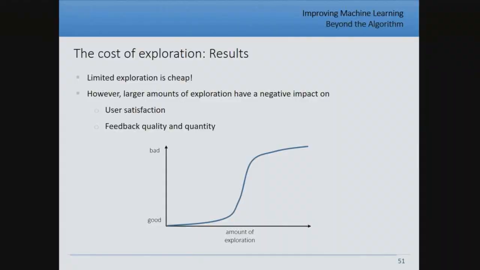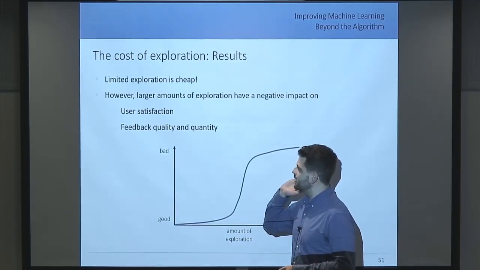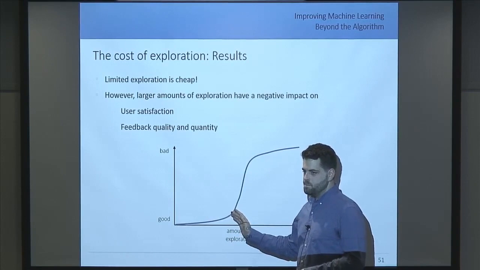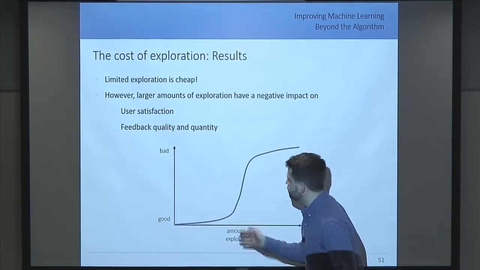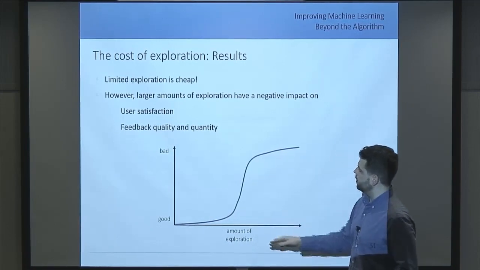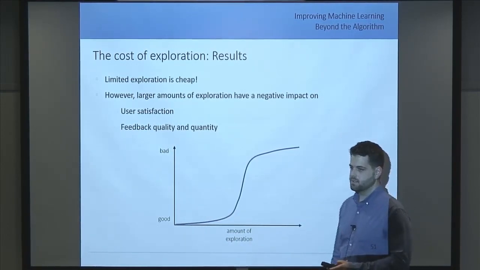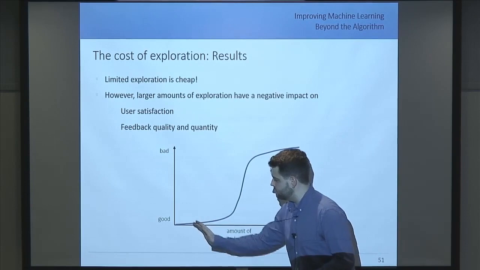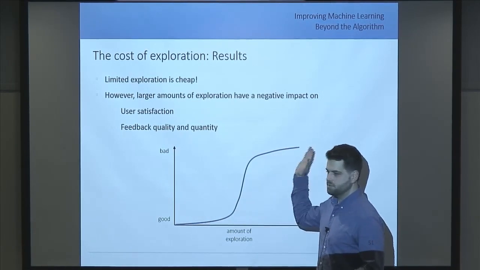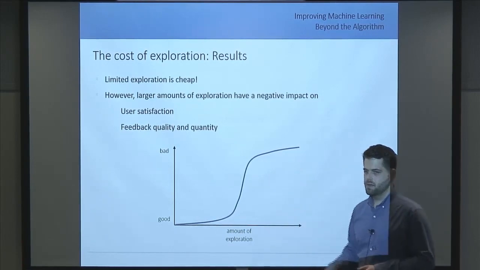What we found is good news: limited exploration is cheap, meaning that if the amount of exploration is not too large, the impact on user satisfaction and the feedback quantity is minimal, not significant. But once you move beyond a certain point, you get a nonlinear increase in cost. If you use some slots for exploration, that's fine. You go past a certain point, you really hurt users.